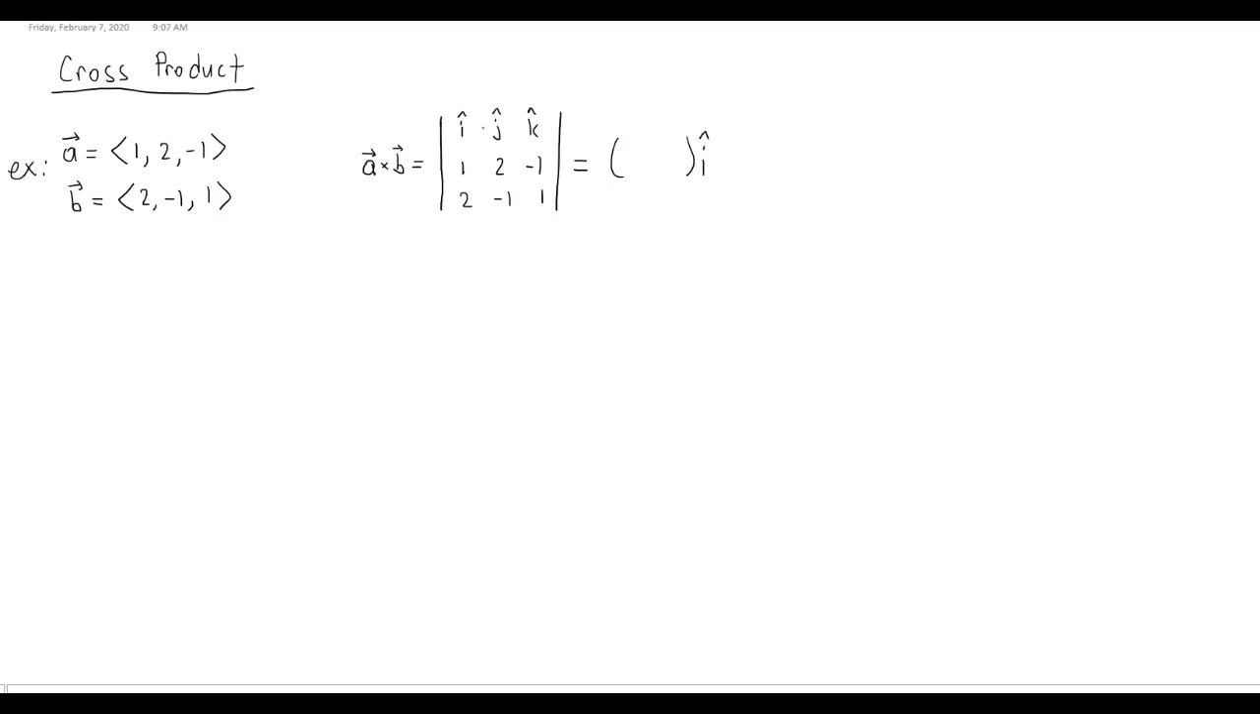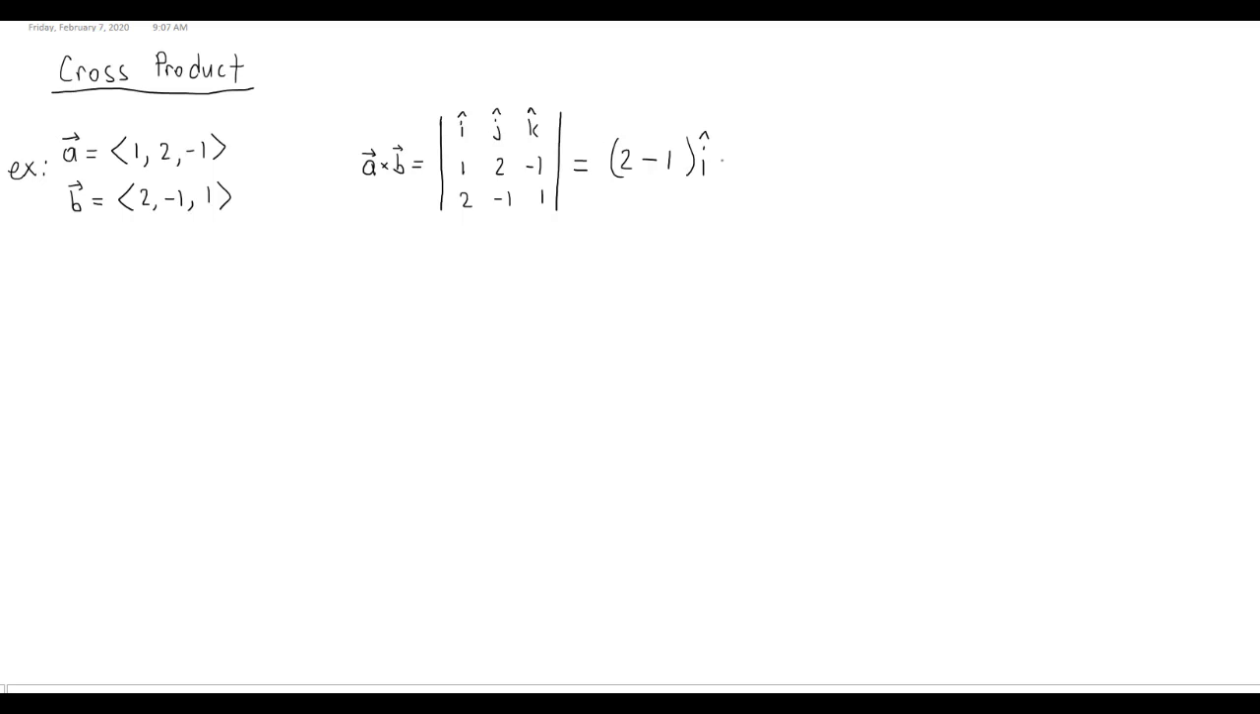So after crossing out the row and the column, take the remaining entries, and you're going to multiply across diagonally, so 2 times 1 gives me 2. And then you're going to do the same here, minus 1 times minus 1 is a positive 1, and you're going to subtract that. So you're going to do this times that, minus this times that, okay? That gets you the first component of the cross product.